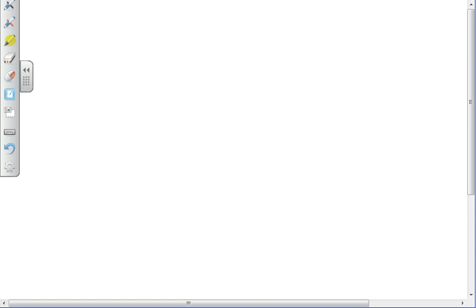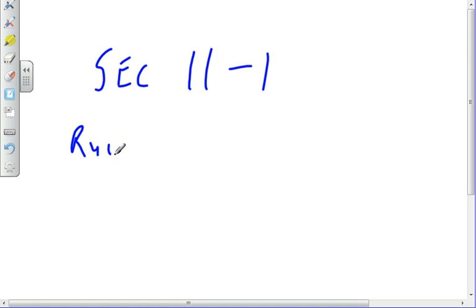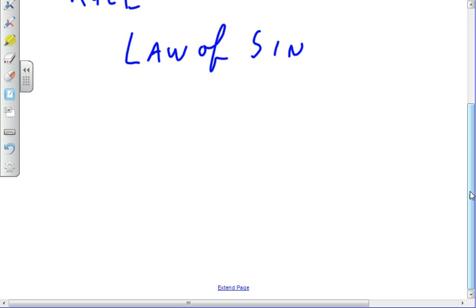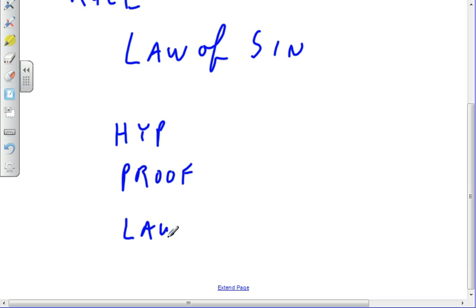Okay, this is Tech Math 3 and Pre-Calculus combined. We're in section 11-1, and we have a rule. And the rule is the law of sines. Now, in the bigger picture of things, we have things that are hypotheses, and we have things that are proof, and we have things that are laws.